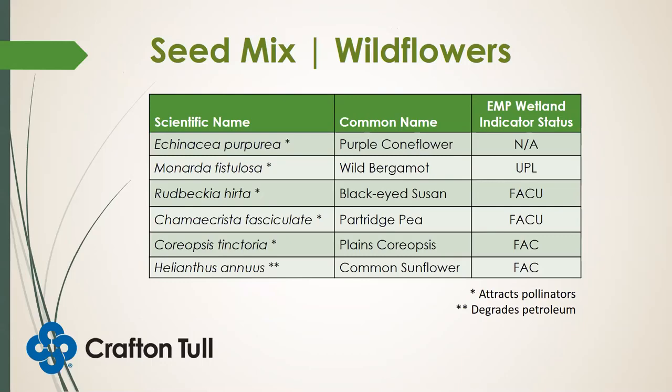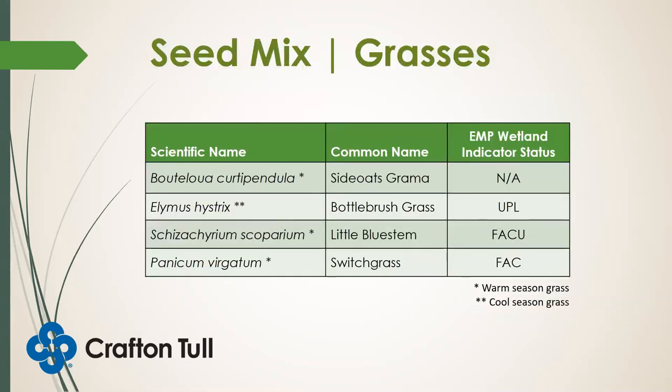We have purple coneflower, wild bergamot, black-eyed Susan, partridge pea, plains coreopsis, common sunflower, and then some grasses: sideoats grama, bottlebrush grass, little bluestem, and switchgrass. 3 of these are warm season grasses, and the bottlebrush grass is considered a cool season grass. So I wanted to have a variety there.